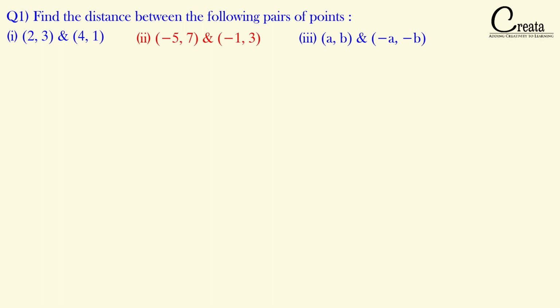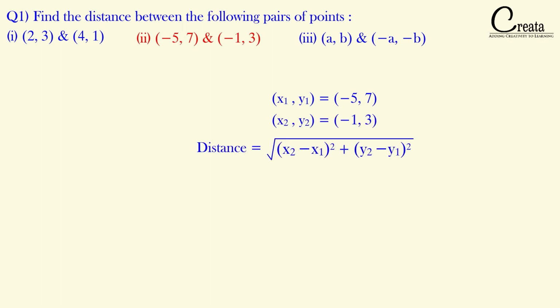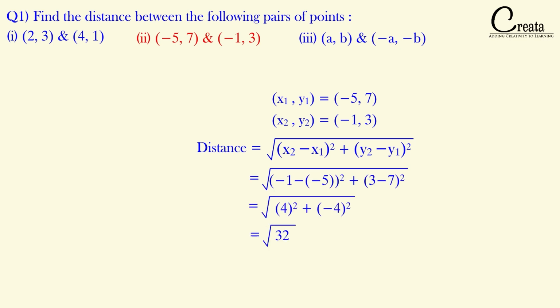In this question, we have to find the distance between the coordinates (minus 5, 7) and (minus 1, 3). Here x1, y1 is (minus 5, 7) and x2, y2 is (minus 1, 3). Directly putting the values, on solving we got our answer, that is the distance between these 2 points as 4 root 2. Okay, got it?